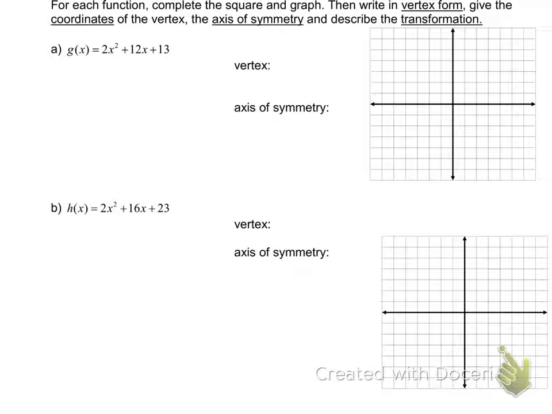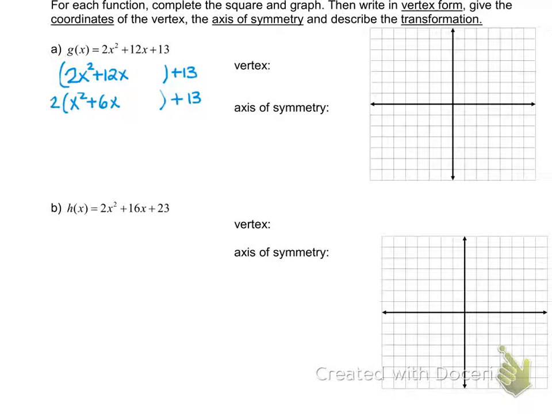Okay, so now we're going to put it all together. The point of completing the square was to write it in vertex form. So that's the first step we need to do. We need to write this in vertex form. So first step is to kick out that 13: 2x squared plus 12x, and then I move plus 13. Now, since we have a value for a, it's 2, we need to factor that out. 2 times x squared plus 6x plus 13.